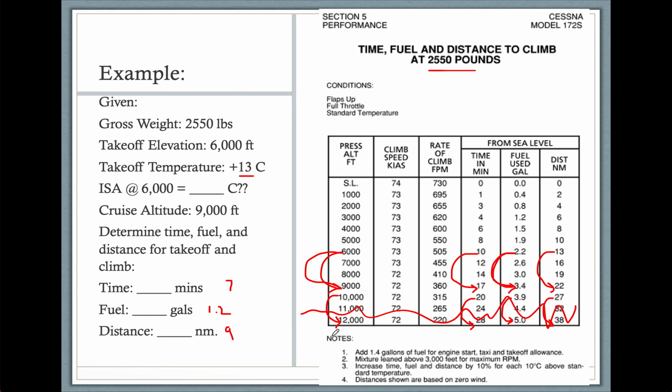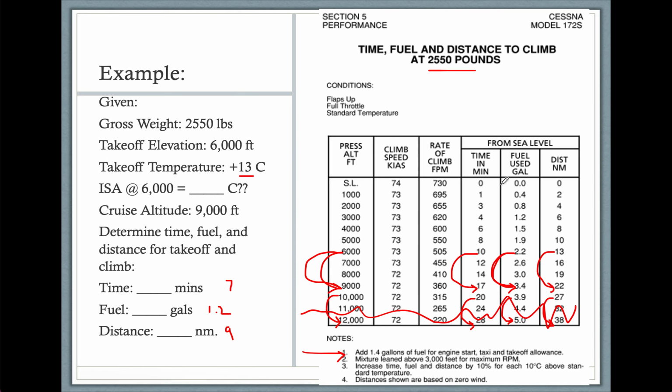Okay. So the notes are so very important. Specifically that note right there, which tells me I have to add 1.4 gallons just for engine start, taxi, and takeoff allowance. So it takes me 1.4 gallons of gas just to get the aircraft in the air. And then these numbers start. So all the fuel used right here does not include the 1.4 gallons it took for you to get in the air in the first place.